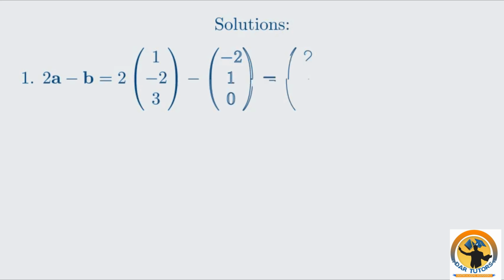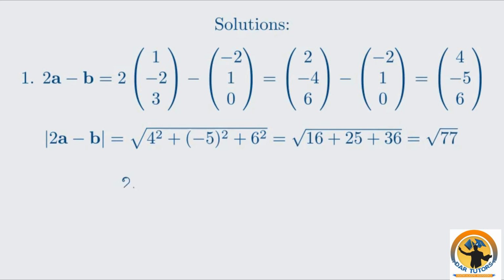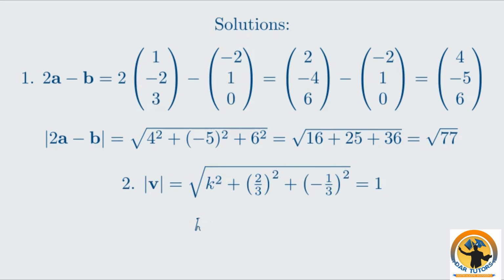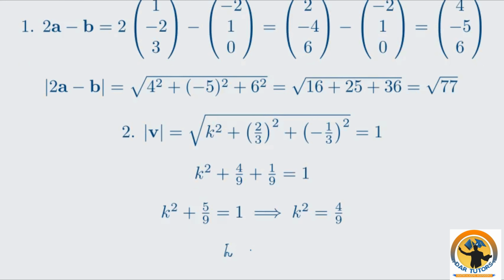Here are the fully worked solutions. Compare them to your own. For question 1, we first calculate 2a minus b, which is the vector (4, -5, 6). Its magnitude is the square root of 77. For question 2, we set the magnitude of v to 1. This leads to the equation k squared plus 5 ninths equals 1, so k squared is 4 ninths, and k is plus or minus 2/3.